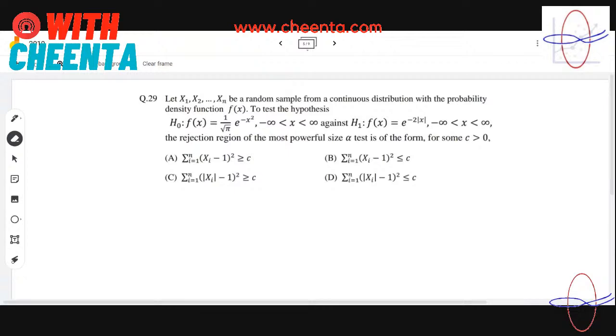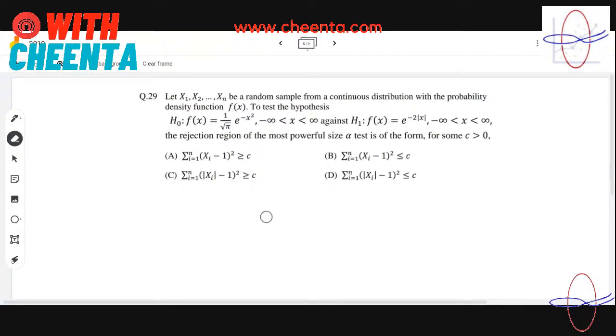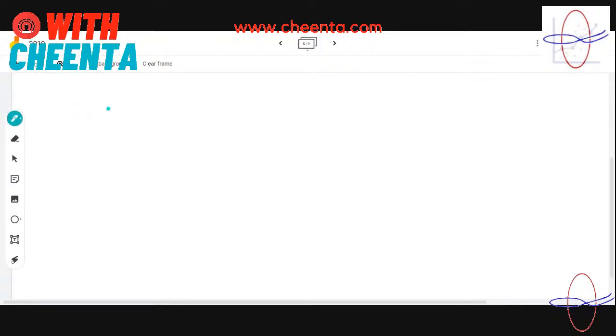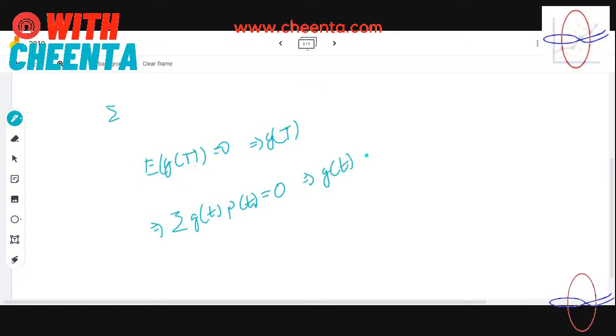Completeness is sort of telling us what? Completeness is this: expectation of g of T is 0 implies g of T is 0. So let's do it in a discrete format. It implies that the summation of g of t times p of t is equal to 0, which implies that g of t is equal to 0.